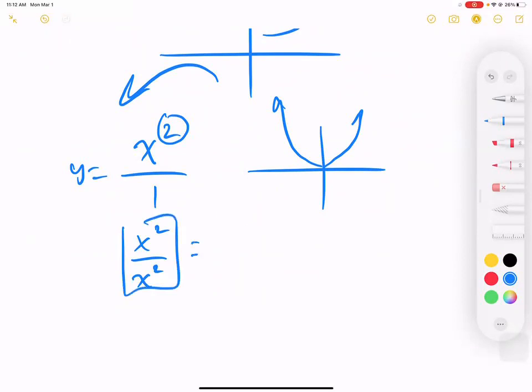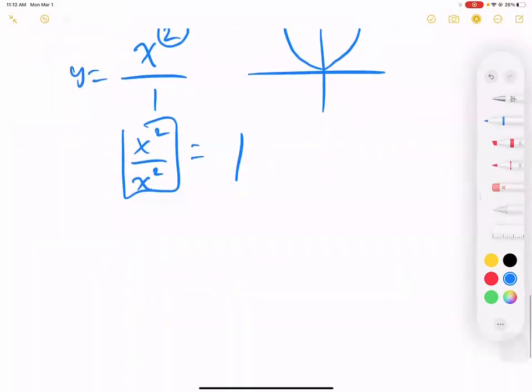Well, doesn't this divide out to be 1? What if I edge it over? What if I say x squared over x squared plus 1? Now they don't cancel out, do they? But if x was big enough, like we mentioned before, this would look like 1.